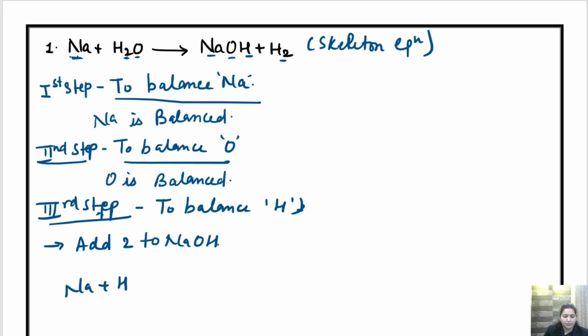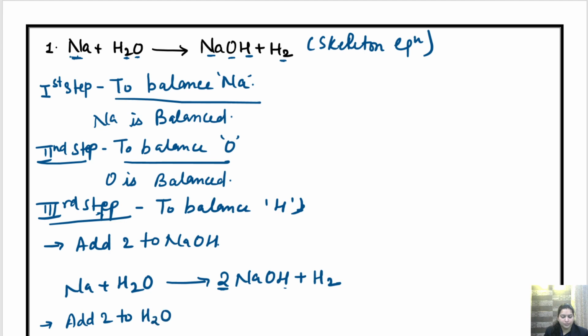ठीक है, हमने क्या किया, Na plus H2O gives 2 NaOH plus H2. So we have added 2 here. ठीक, अब क्या हुआ, if we have added 2 here, so then there are 2 hydrogen, 2 and 2, altogether 4 hydrogen. But here we have only 2 hydrogen. So now next we will add 2 to water, that is H2O.